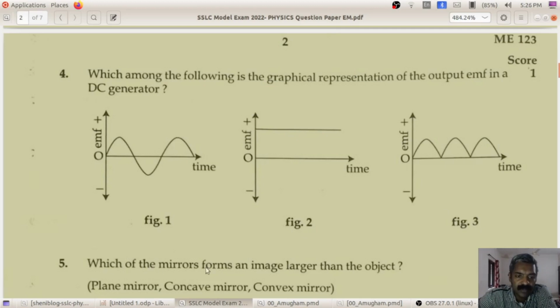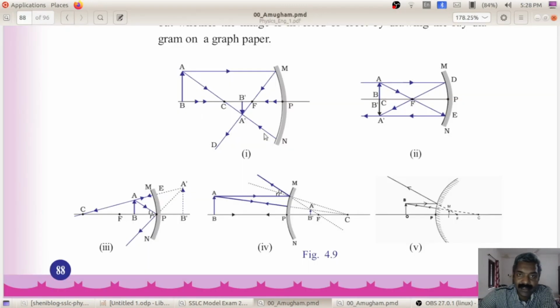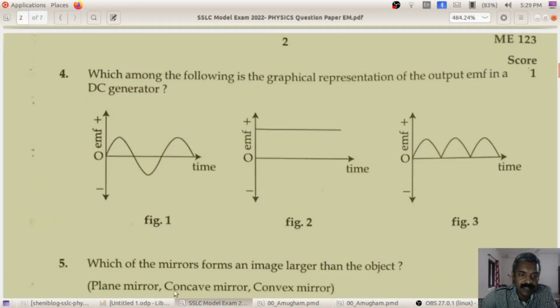Okay, which of the mirrors forms an image larger than the object? The ray diagrams of a concave and a convex mirror are shown in the first 3 pictures. Here look at this picture. The image of this object is larger. Here we use a convex mirror. We will get always a shorter image. For getting a magnified image, we will use a concave mirror. So the answer is a concave mirror forms an image larger than the object.